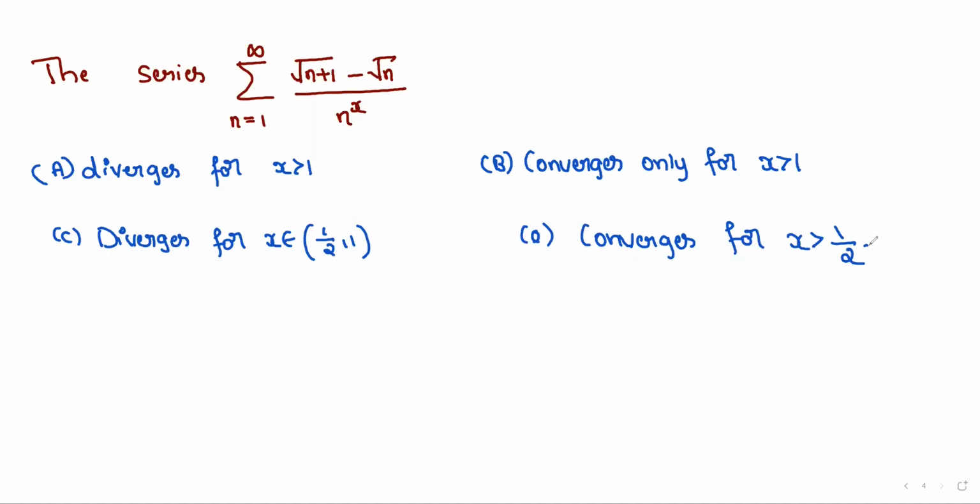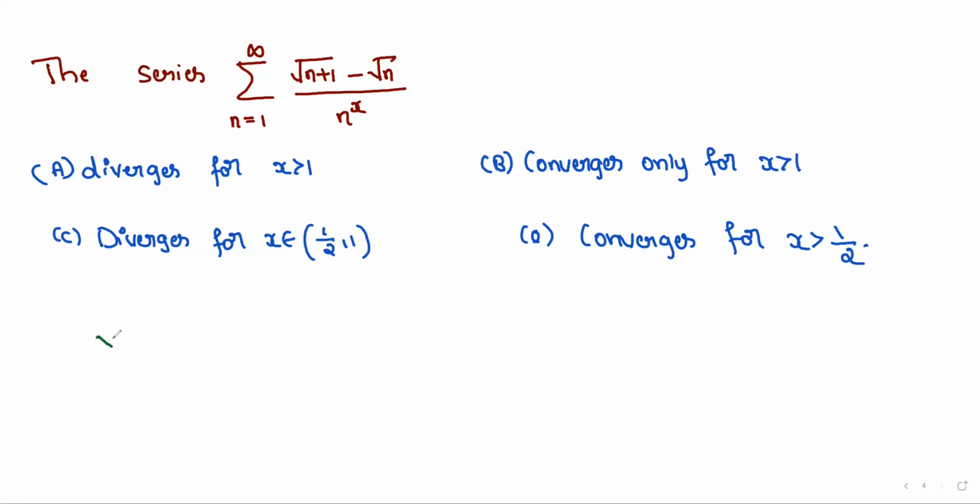Second question: the series Σ (root n plus 1 minus root n) divided by n power x, where n is running from 1 to infinity, is: Option A, diverges for x greater than 1. Option B, converges only for x greater than 1. Option C, diverges for x belongs to the interval 1 by 2 to 1. Option D, converges for x greater than 1 by 2.